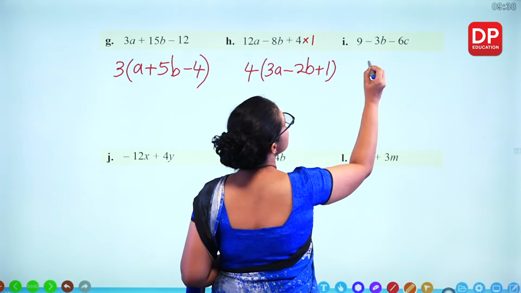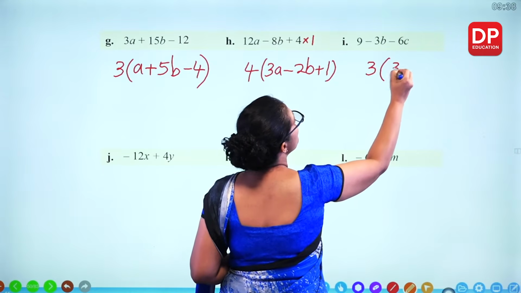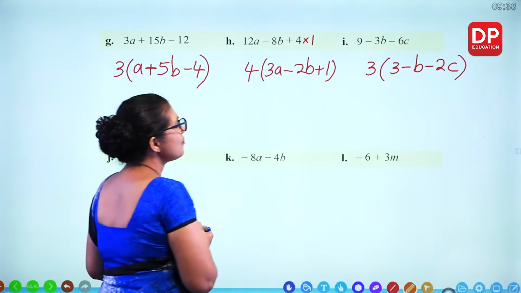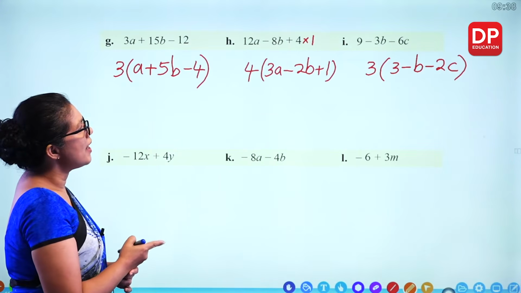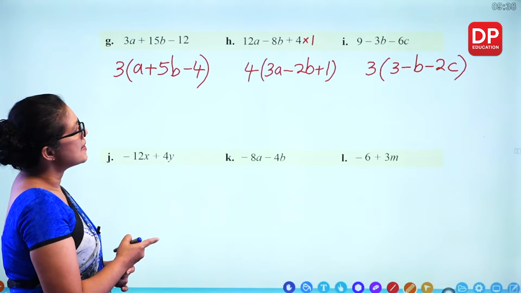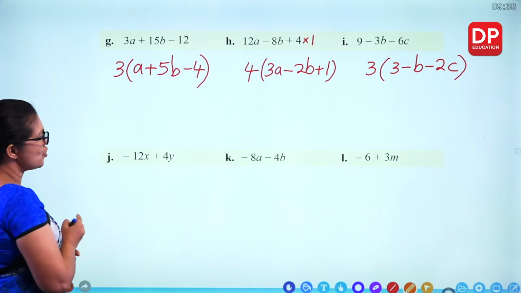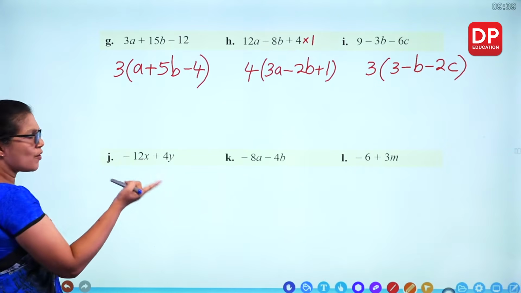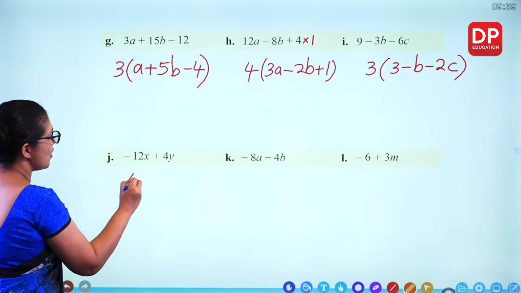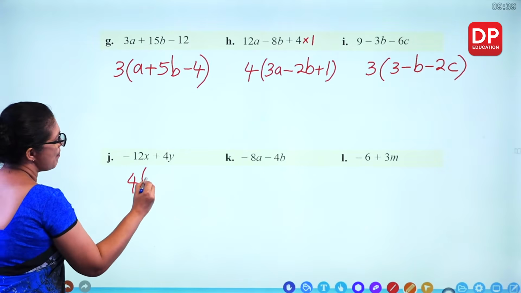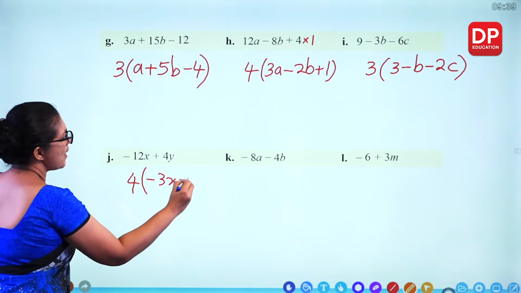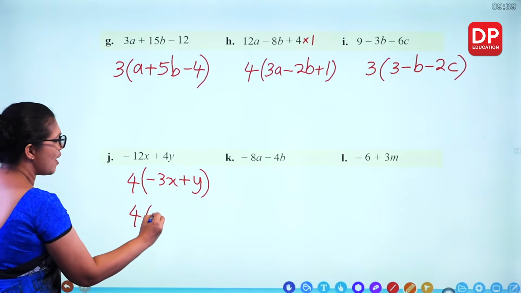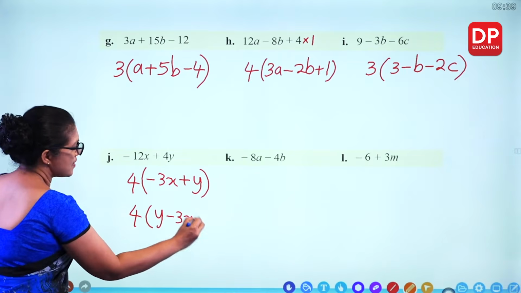9 minus 3b minus 6c, 3 is common. 3 minus b minus 2c. So you get 9 minus 3b minus 6c. These two, you can take 4 out or minus 4 out. Doesn't matter, you can take any term. So I can take 4 out. You get minus 3x inside plus y. Or I can change the terms and write down y minus 3x. Same answer.